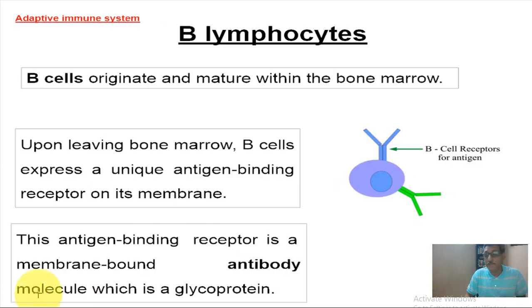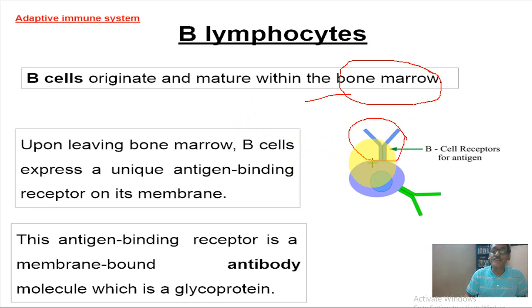But if we focus on B and T lymphocytes specifically, we see certain differences. For example, B cells originate and mature within the bone marrow, so their site of origin and site of maturation are the same, both bone marrow. Now, when they leave the bone marrow, the B cells express an antigen binding receptor on the cell surface, which is actually a glycoprotein. This antigen binding receptor is known as antibody. So B cells have membrane-bound antibody at this stage.